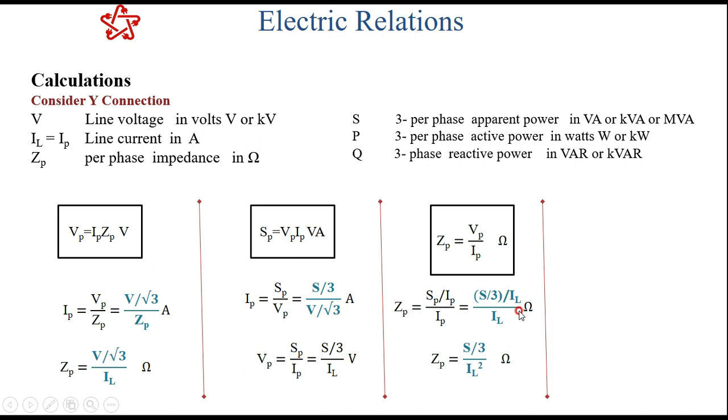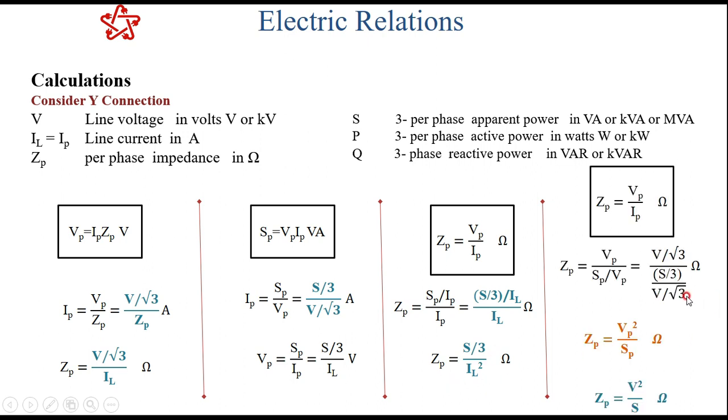Then looking into the impedance equation, ZP is equal to VP by IP, then I am replacing the VP and IP by these equations. One is S by 3 over V by root 3, another is S by 3 over IL. What I am getting here is ZP is equal to S by 3 IL square. Now another equation for Z, what I am getting here is ZP equal to this equation, that is V square by S.